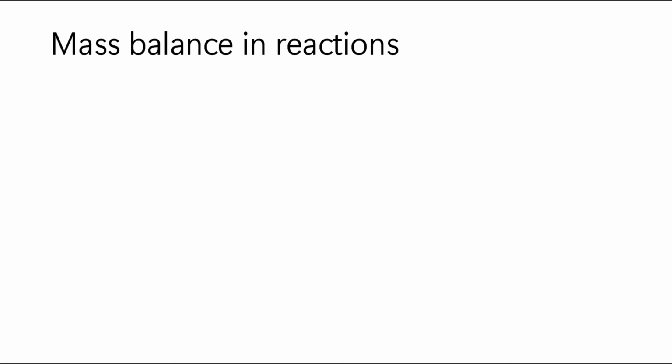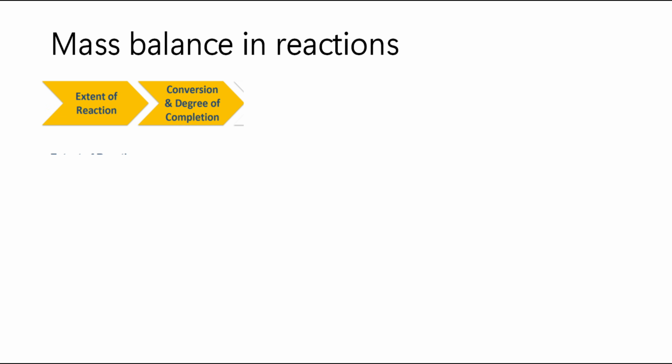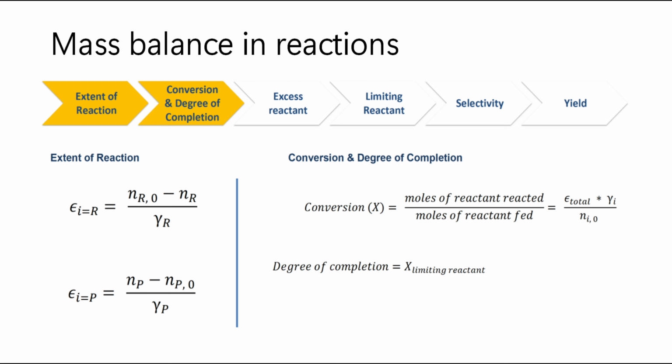There are 7 terms you have to remember from an examination point of view. 2 are about the progress of the chemical reaction, 2 are about classifying the reactants, and the next 2 are about the product. First, extent of reaction is the ratio of the change in number of moles of a component divided by the respective stoichiometric coefficient. You can calculate the conversion using this formula: extent of reaction multiplied by stoichiometric coefficient divided by initial number of moles of the respective component. When you write the conversion for the limiting reactant, we call it the degree of completion.